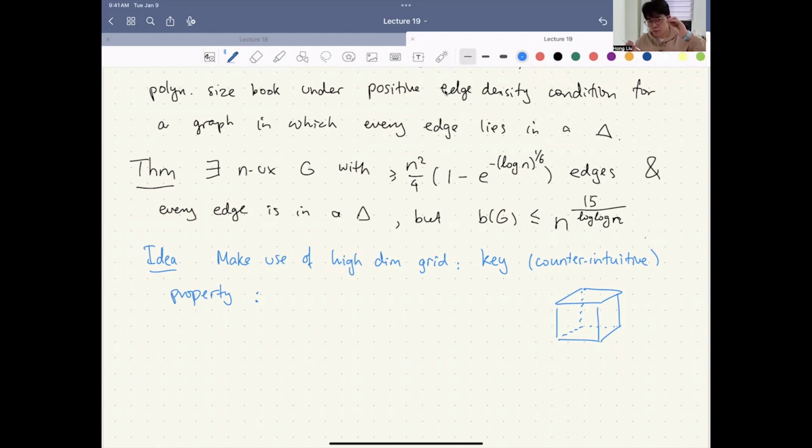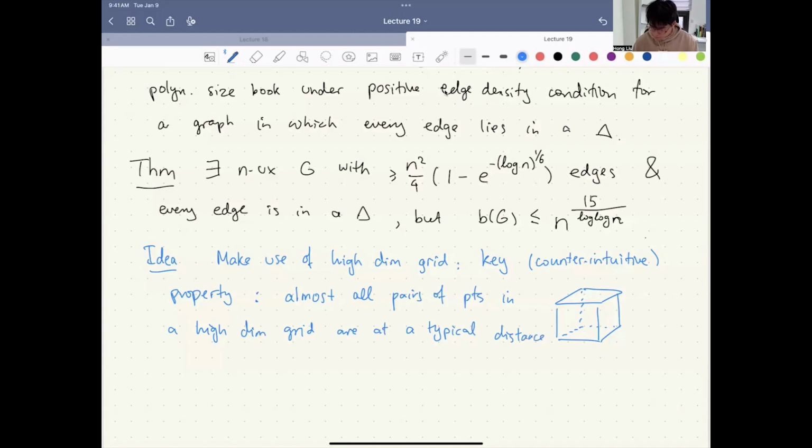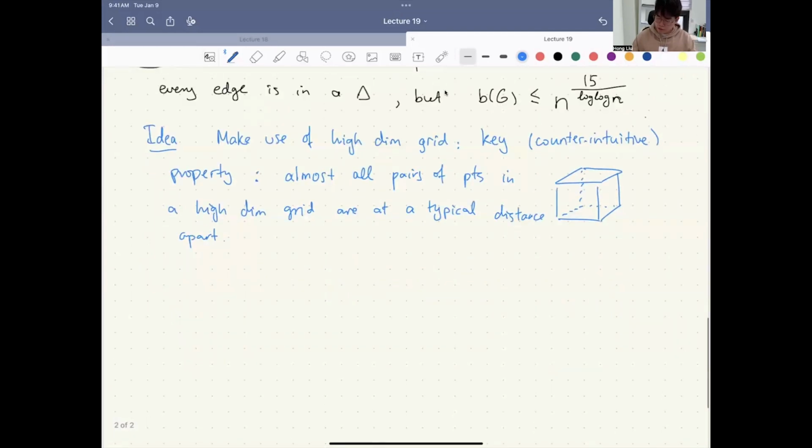So almost all pairs of points in a high dimensional grid are about the typical distance apart. How do we make use of this property? Let me just call this the star property.